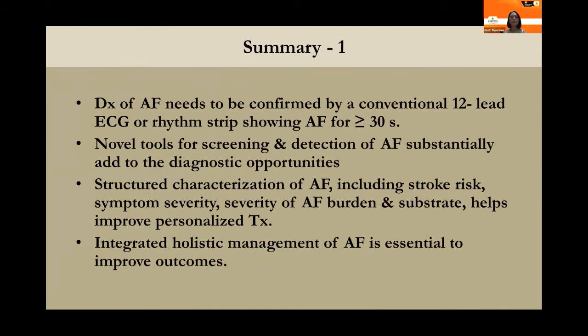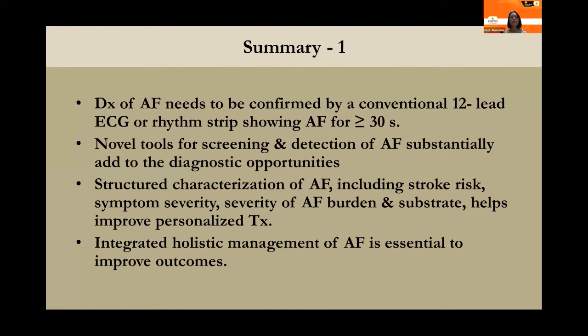The diagnosis of atrial fibrillation needs to be confirmed by a conventional 12-lead ECG or a rhythm strip showing atrial fibrillation duration equal to or more than 30 seconds. There are many novel tools for the screening and detection of atrial fibrillation that substantially add to the diagnostic opportunity. For the structural characterization of AF, that means the assessment of atrial fibrillation, you should remember the 4S to improve personalized treatment. Integrated holistic management of atrial fibrillation is essential to improve the outcome.